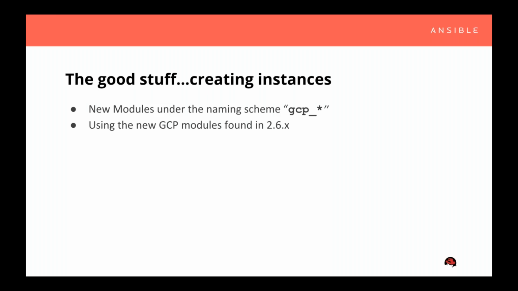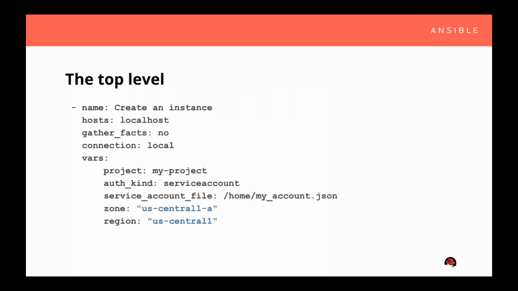So now through the credentials and everything, as I stated before, everything that we're going to be talking about is going to fall under the new GCP naming scheme. They're all found in 2.6, and they'll be in Grader as well. So let's jump right into it.